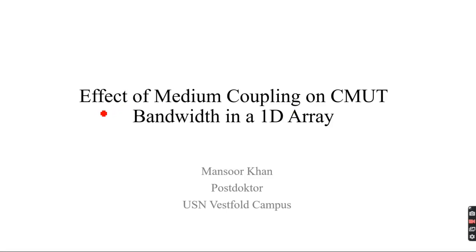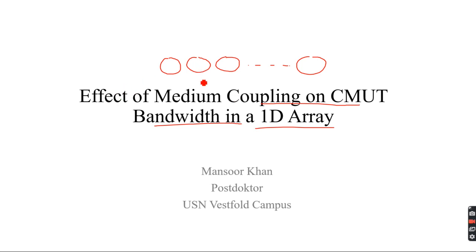In this short video, I'll talk about the effect of medium coupling on CMUT bandwidth in a 1D array. So the idea is to look at the CMUT cells as configured as a 1D array, and there could be a multitude of such cells in a 1D configuration, and they can be receivers or transmitters.